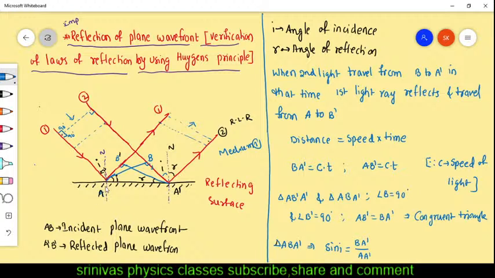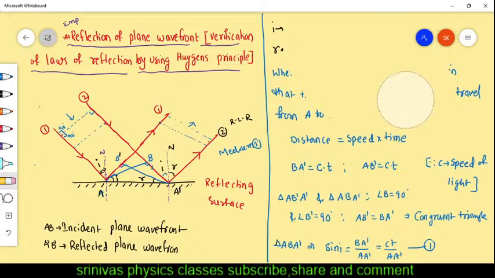Sin I is equal to the opposite side BA dash, and the hypotenuse is AA dash. And this we write as CT by AA dash. This is equation 1. You take the screenshot and note it, and then I am going to erase and continue here on the right side. Within 5 minutes, I will close today's lecture.